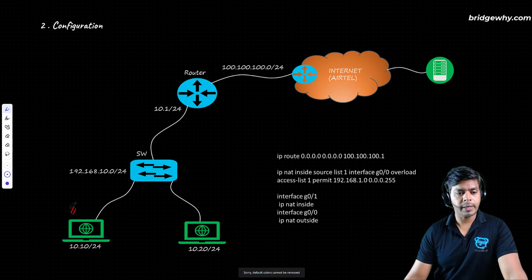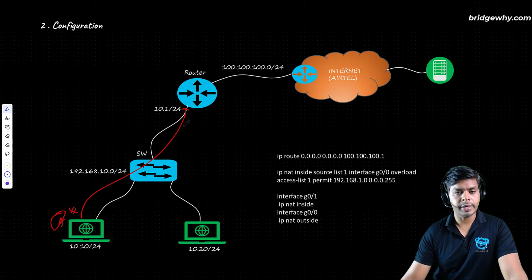So this is my PC A, right? Packet can move from here to here. All the things are happening here. What are the things that will be happening here? Basically, I need to give the static route. Also, I need to give network address translation commands, right?